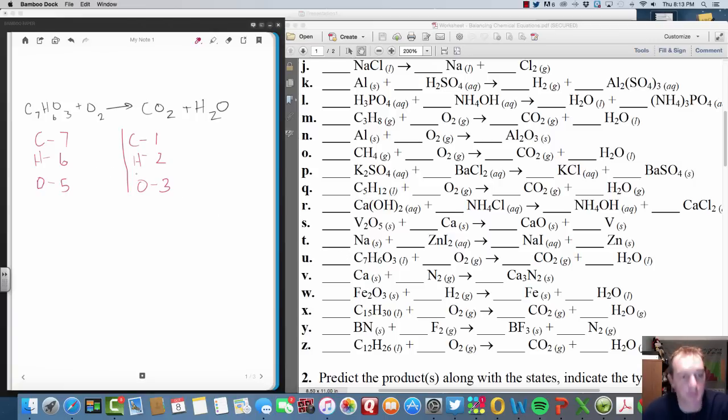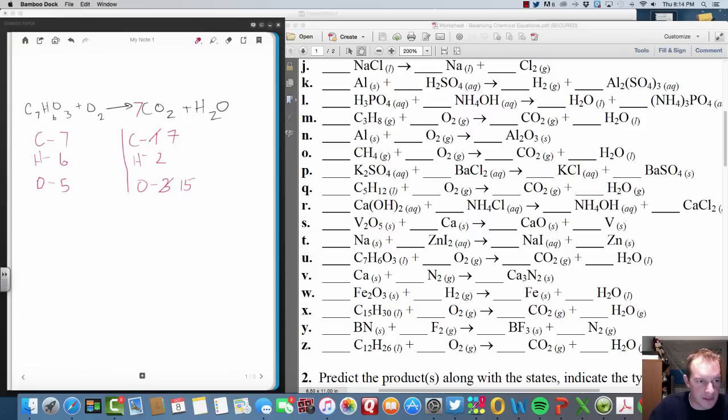To balance the carbon, the first thing we recognize is that we have 7 on the reactant side, 1 on the product side. So we'll put a coefficient of 7 in front of the CO2. That changes our carbon inventory to 7 now. And the oxygen is going to be 7 of the O2s in CO2, so there's 14 plus 1 more, a total of 15.